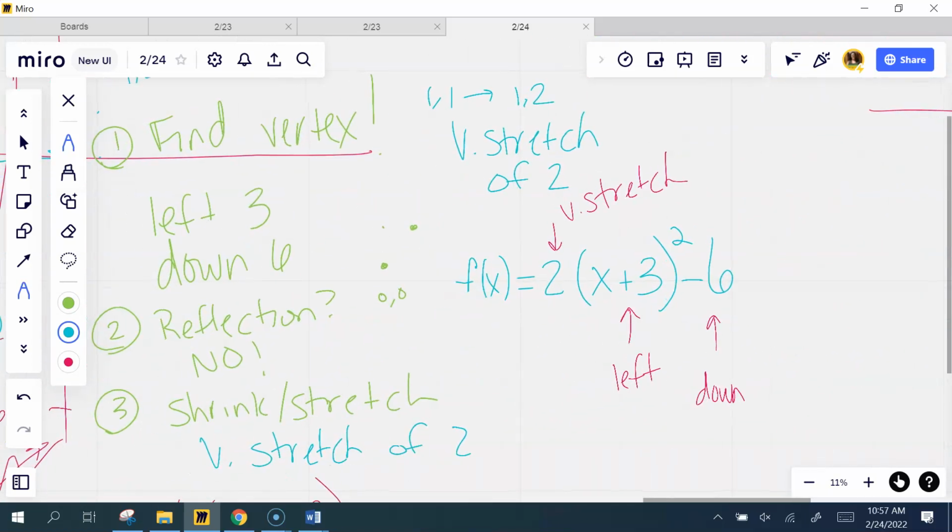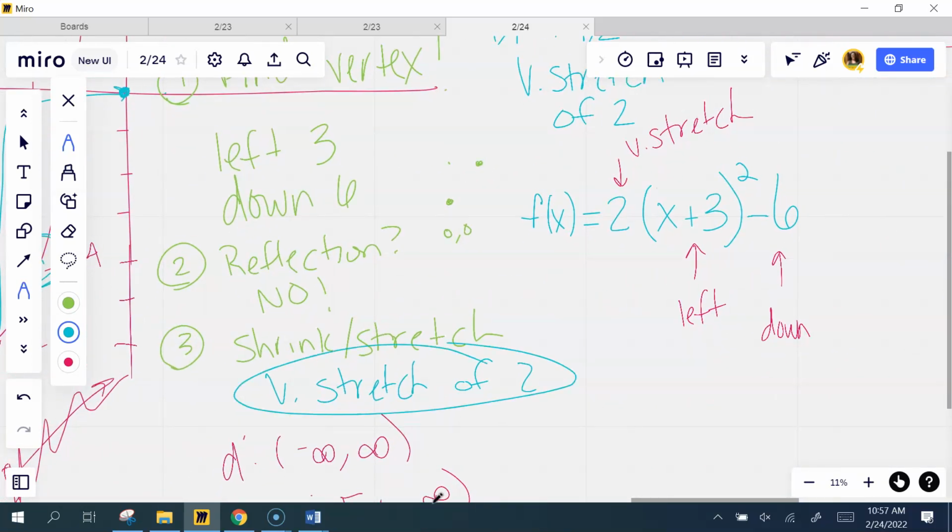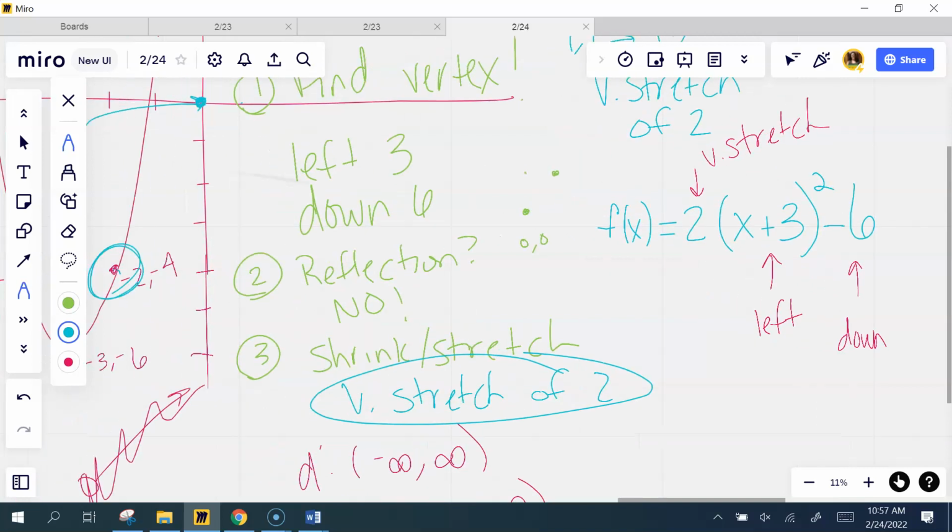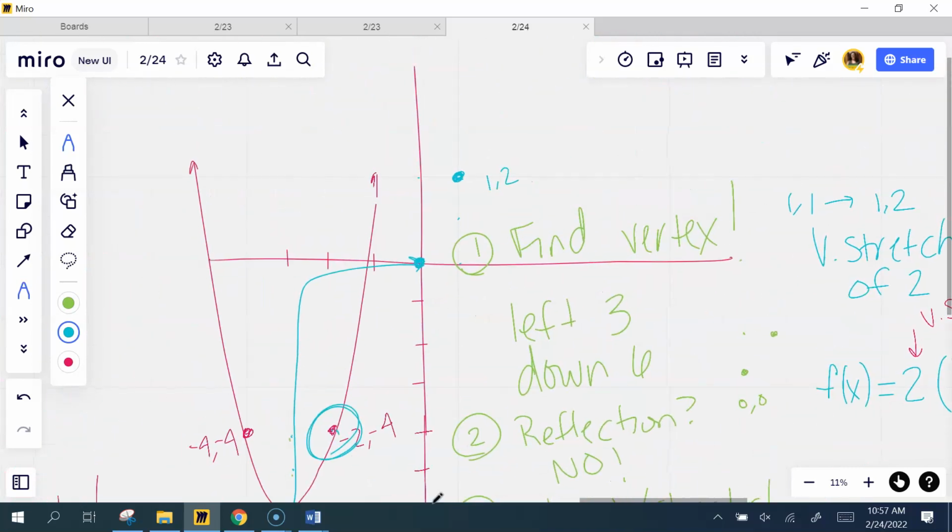So it had a vertical stretch of 2. I took those points to get from the vertex to the closest point. I had to go up 2 and over 1. So if you go up 2 and over 1, that means you multiplied y by 2.